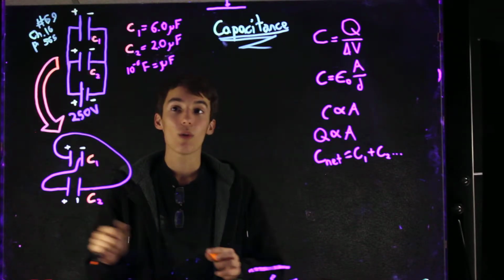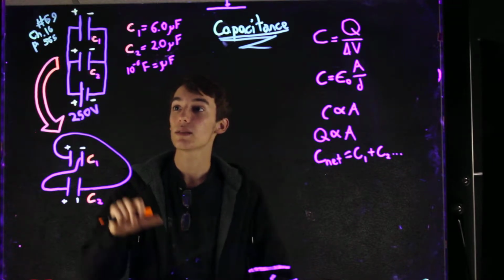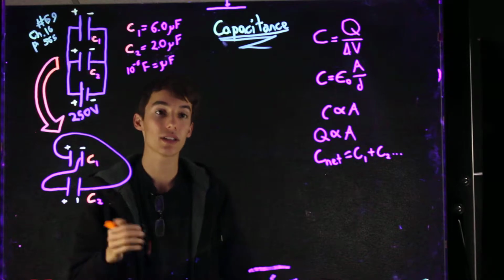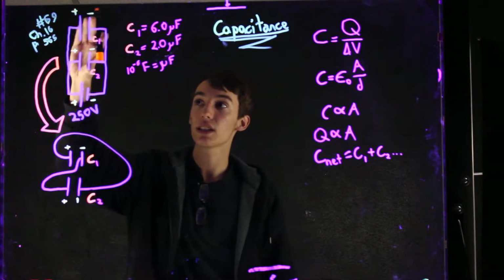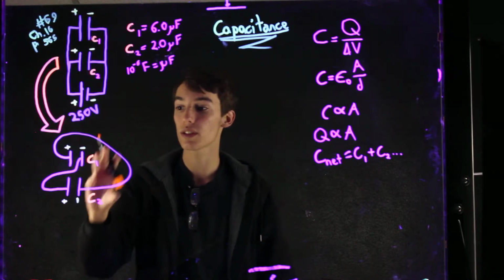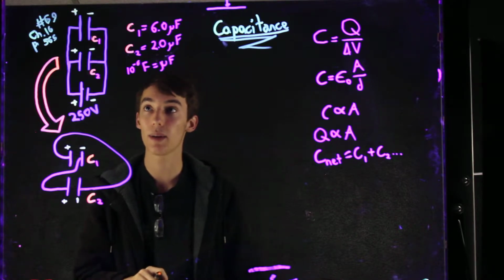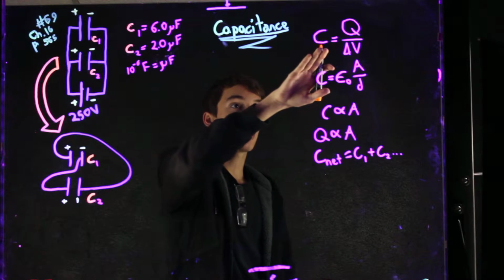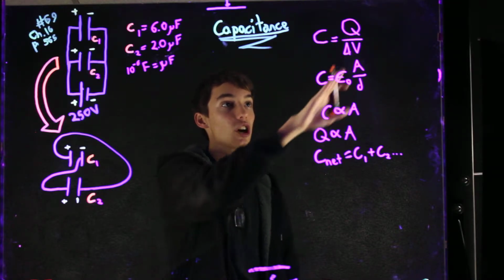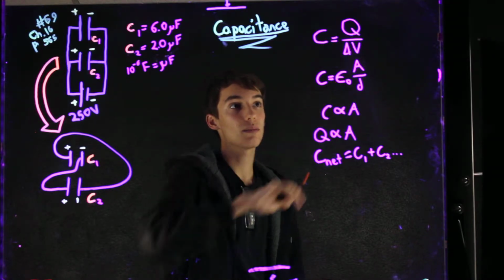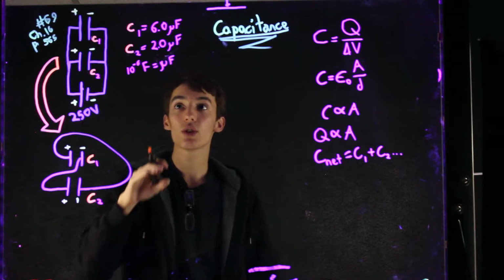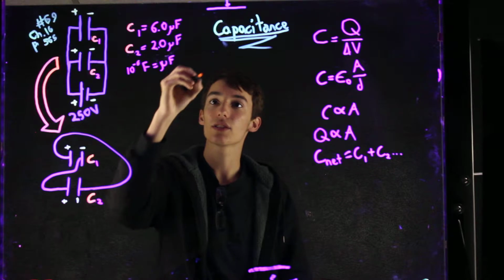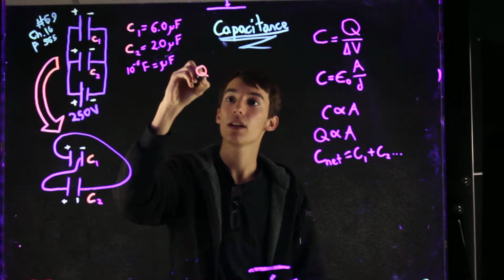And so what we want to look for, based on the capacitance of each capacitor and the voltage, is exactly how much charge is initially on each capacitor before we start doing weird stuff by combining them. Capacitance is a measure of how much charge you can store across a given potential difference. So we can use this formula here to solve for the charge on each capacitor. So let's do that right here.